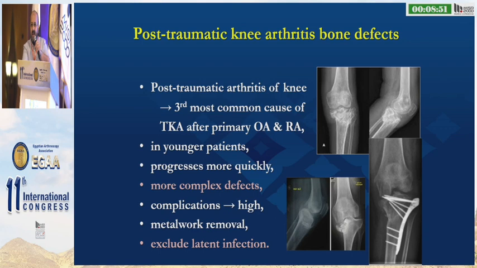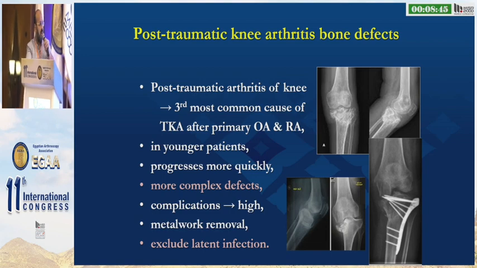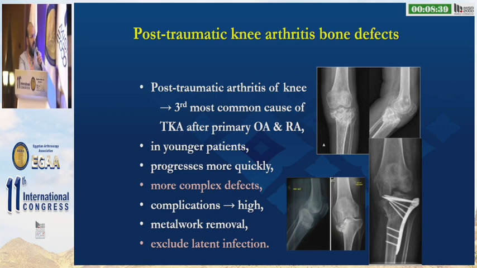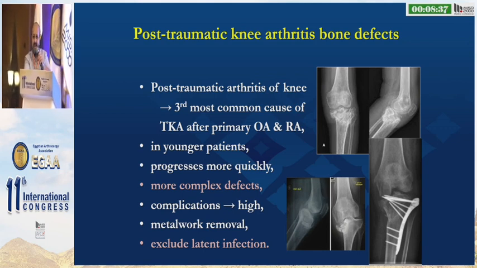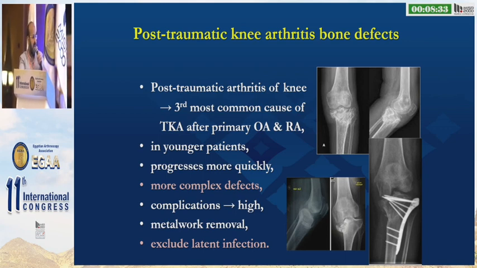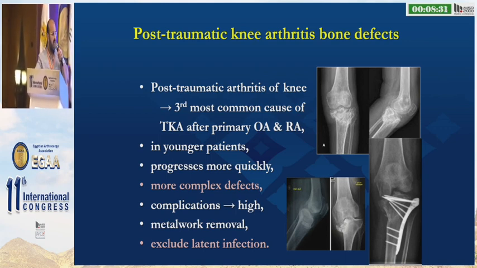If there is anything peculiar about the post-traumatic knee arthritis, this is by far the third most common cause of total knee arthroplasty after primary osteoarthritis and rheumatoid arthritis. It tends to happen in younger patients, on average 10 years younger, and it progresses more quickly. You end up with more complex defects.